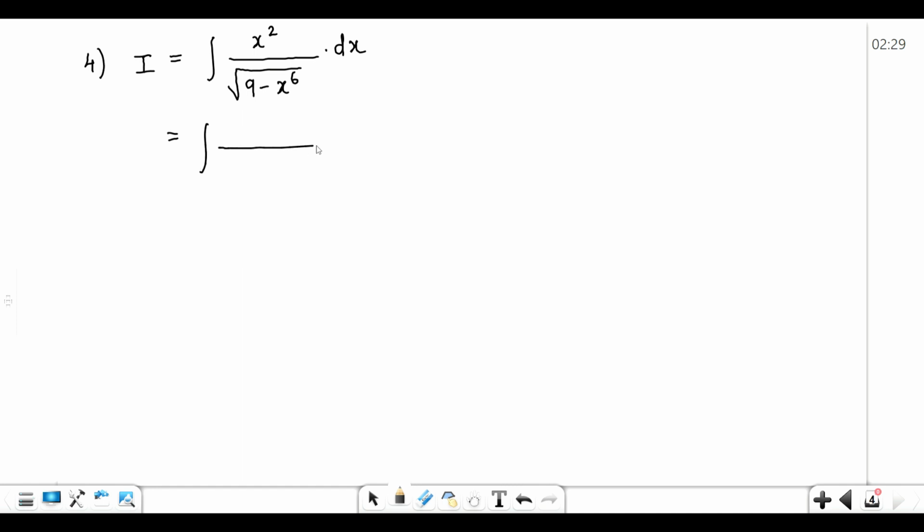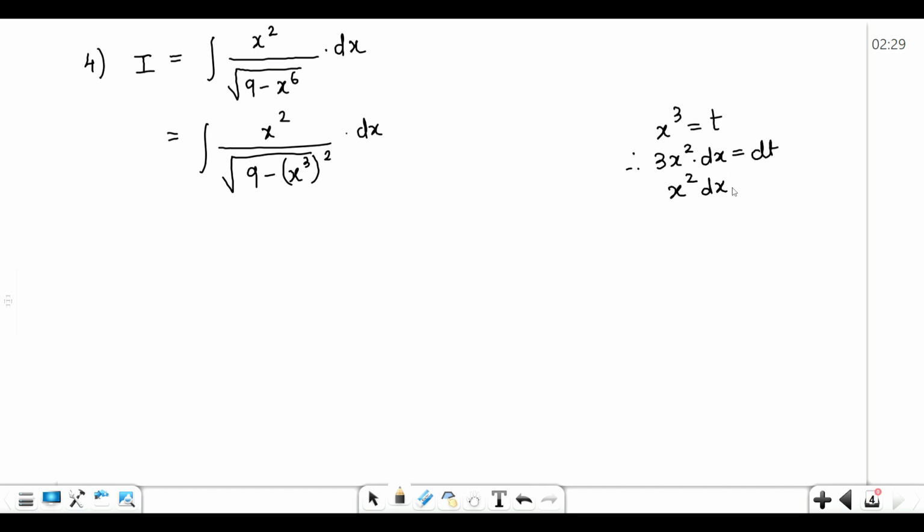Okay, so we'll write x square under root of 9 minus, and what we can do, we'll write x cube the whole to the power 2. Now why I have chosen x cube inside and the 2 outside, I'll tell you that. First of all, just see here that we have got x cube inside. So when you substitute x cube as t and take the derivative, this becomes 3x square dx equals to dt. That is nothing but x square dx is equal to 1 upon 3 dt. That is why I have chosen this.